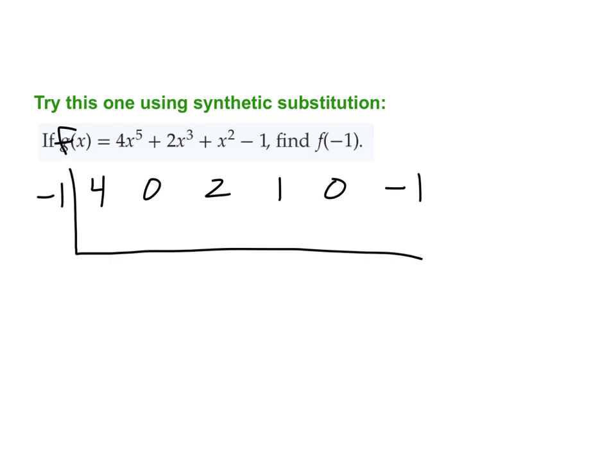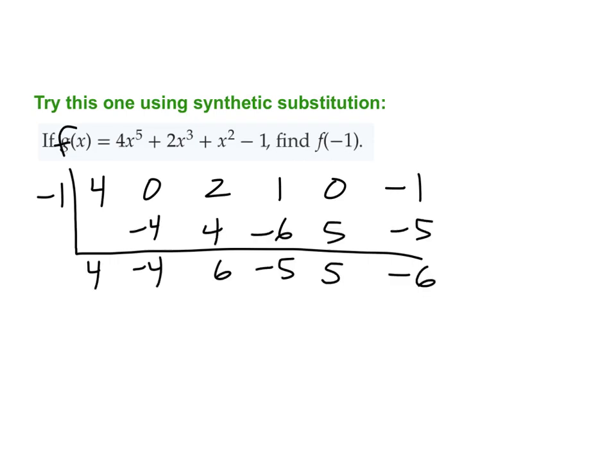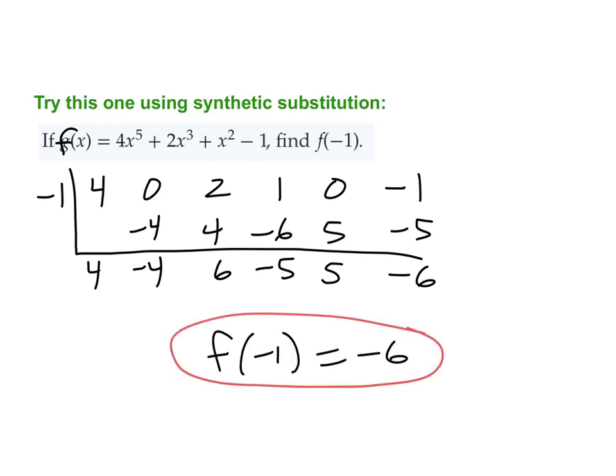Remember that in synthetic division, the number of numbers that you will have is always 1 bigger than the degree. The highest power is 5, so I should have 6 terms. That's a quick little way to check to make sure you have the right number of numbers. Then when I do that, you should get -6 for your remainder, which means f of -1 does equal -6.